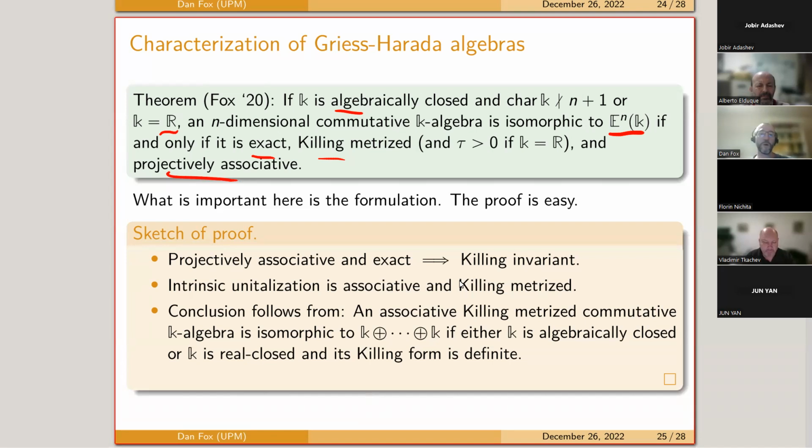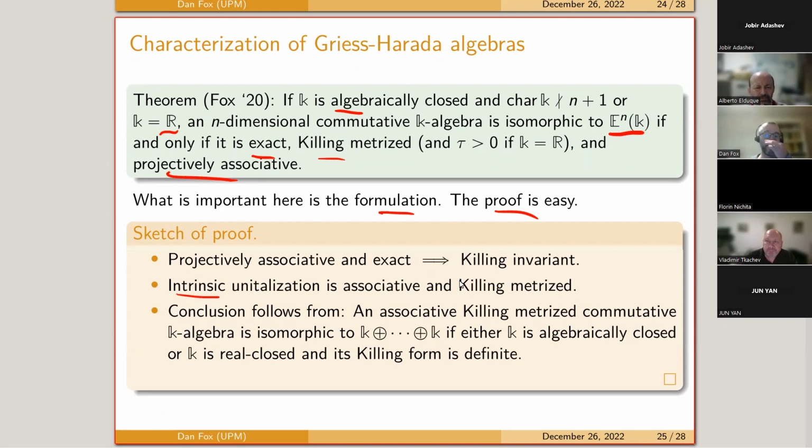the symmetric groups. And as I say here in the comment, what's important to me here is the formulation rather than the proof. The proof is easy. Basically, projectively associative and exact imply Killing invariants. And by the intrinsic unitalization, I mean that defined using the appropriate multiple of the Ricci form, in this case the Killing form, that's associative by the projectively associative assumption. And it's Killing metrized because you just have to check that when you lift the Killing form downstairs, you get the Killing form upstairs. And then it's easy to describe the Killing metrized associative algebras.